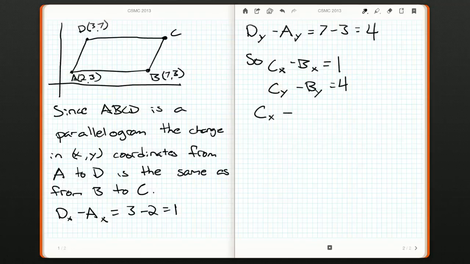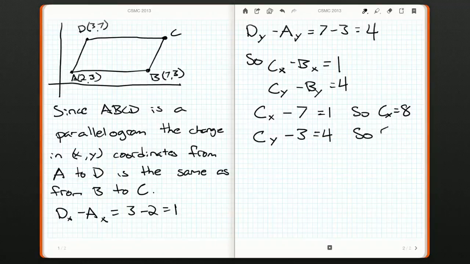So Cx minus, well, what's the x coordinate of B? That's 7. So Cx is equal to 8. Cy minus By, well, By is 3, and that's got to equal 4. So Cy is equal to 7. That makes sense. I already mentioned that AB is flat, parallel to the x-axis. So being a parallelogram, we would expect DC to be in the exact same direction. It is also flat, also parallel to the x-axis. So we're looking good.